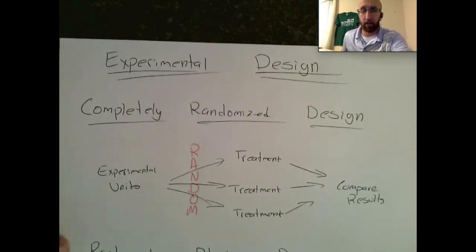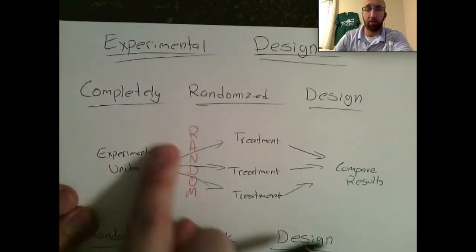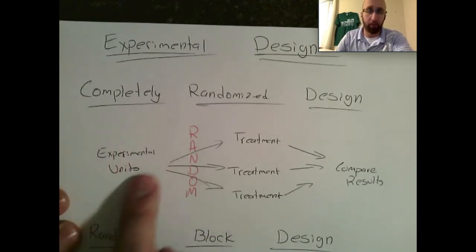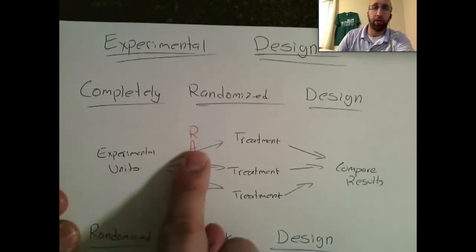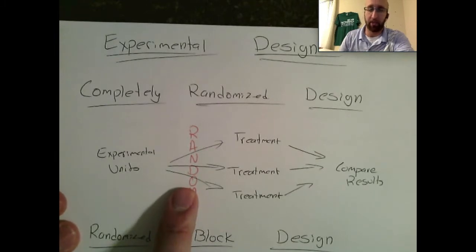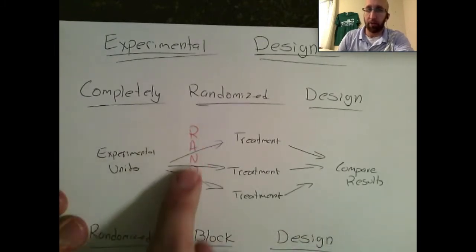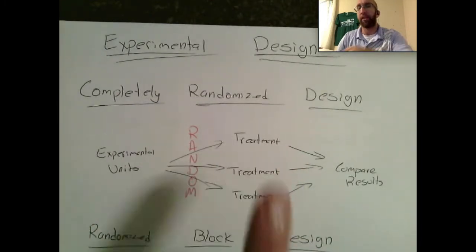Pretty basic, okay? You're going to have your experimental units, okay? And to have replication, you want to have many experimental units here. And then you're going to just randomly assign them to treatments, okay? So there's my replication, here's my randomization, and I would randomly assign them to treatments.